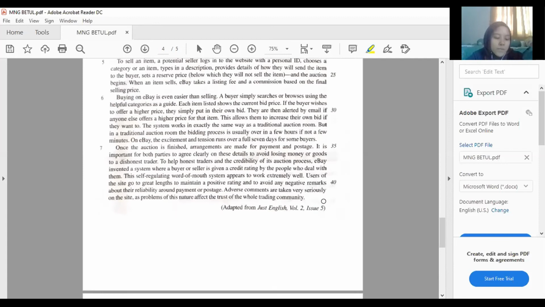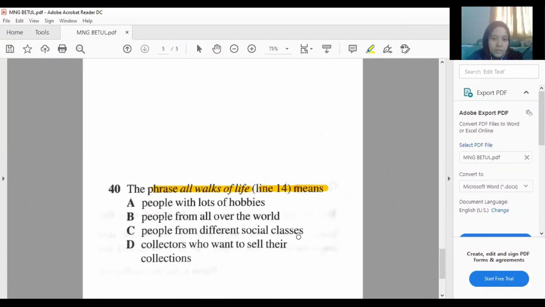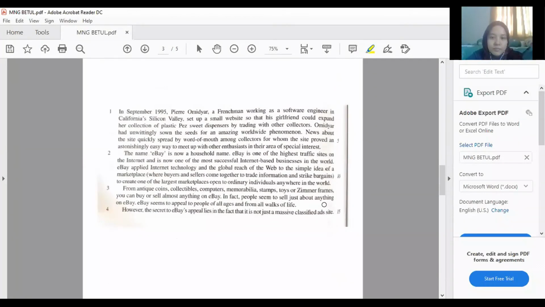So decide if the question asks for the meaning or synonym of a word. Right now it is asking for a phrase or expression, so scanning technique is a must here. Previously, the scanning technique wasn't a must. We'll search for line 14 here: "all walks of life" from paragraph 3.